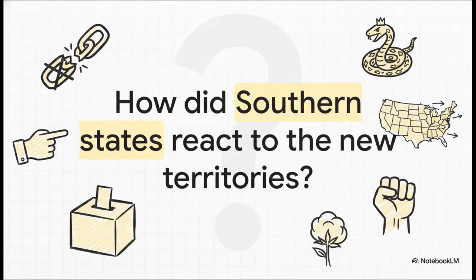Here's our second pause check. If Northerners are forming a whole new political party to stop slavery from expanding into the West, how do you think Southern states reacted to those exact same territories?